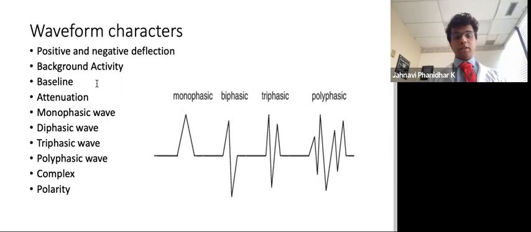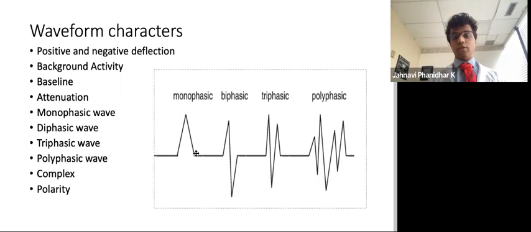Baseline is defined as an imaginary line that goes through the normal rhythm that doesn't interfere with the part of the study that we are interested in. Attenuation is decreasing the amplitude of the waveform that we are interested in.